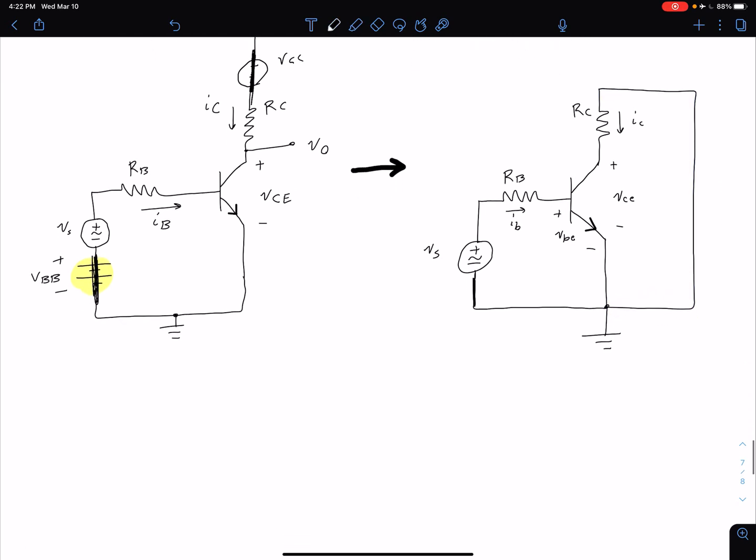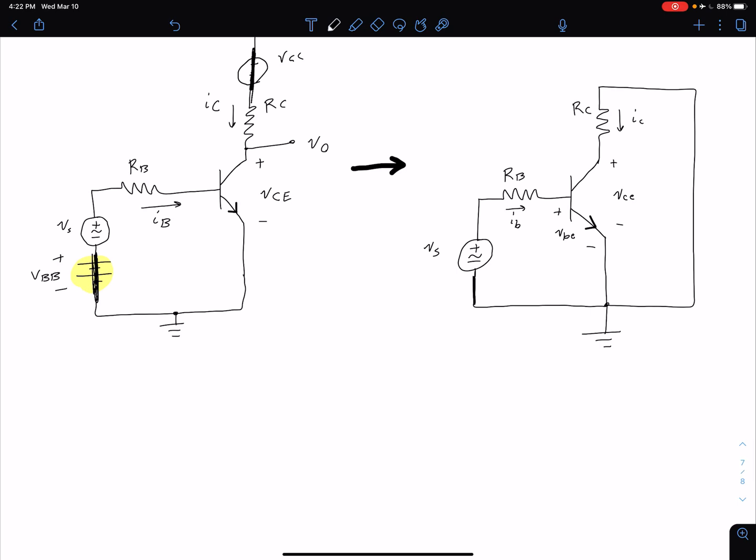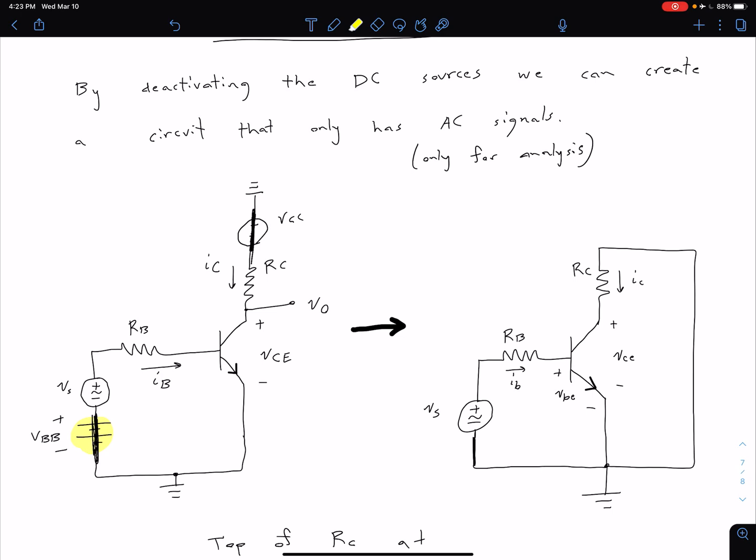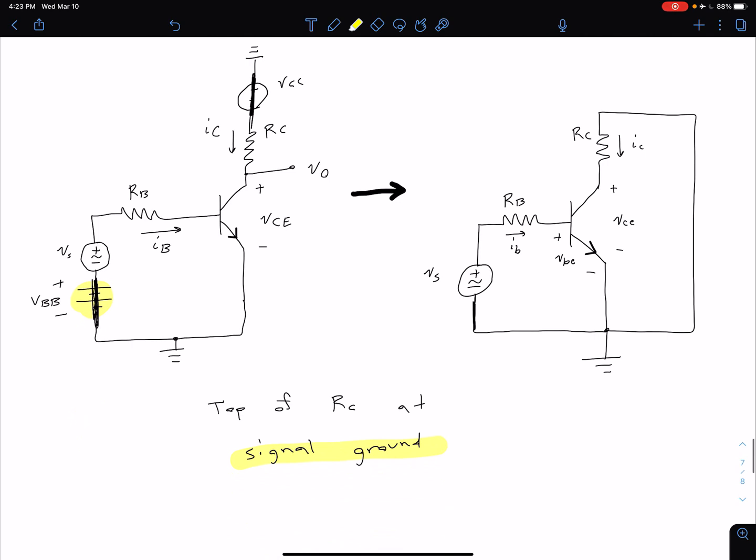So we would say that the top of RC, that node up there, is going to be at signal ground. This idea of signal ground is something we're going to be talking about a lot and using a fair amount from here on out. It's important that you understand the difference between a signal ground, which is where, in our analysis, we've deactivated these DC sources, and a physical connection to ground. We're not necessarily connected from this point to some grounding rod, for instance, but rather for the purposes of our AC analysis, we can say that that point is at ground.